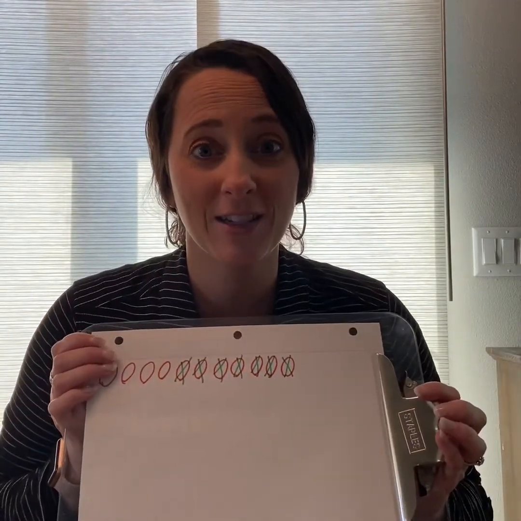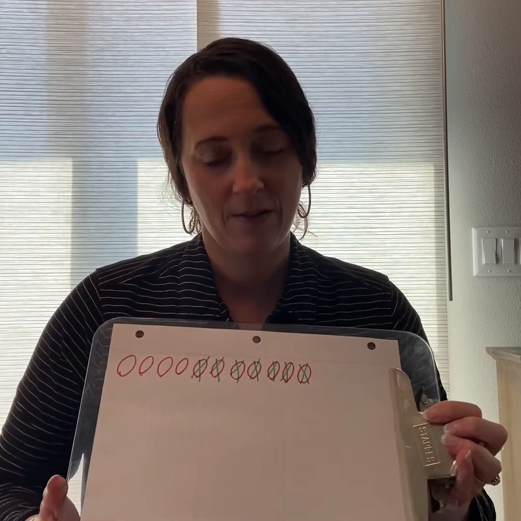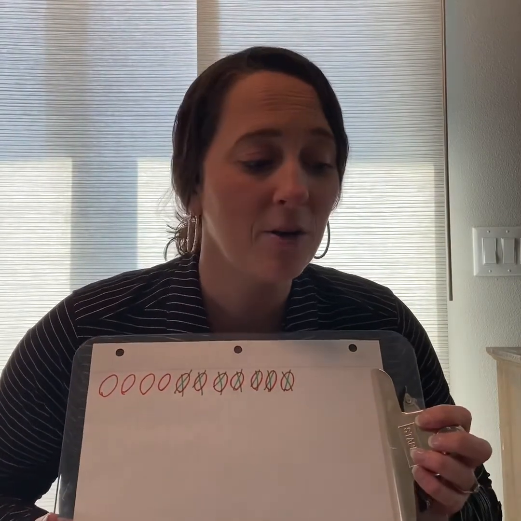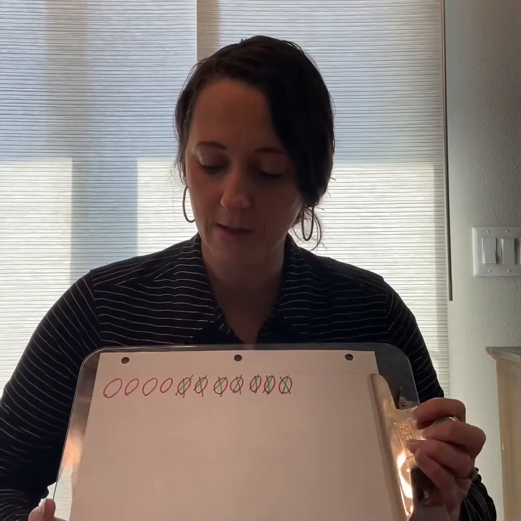Okay, so she had 11. She put 7 of them away. What does that mean? That means that we cross off, right? I crossed off 7 of them. So the question now here at the end is, how many plates does Jade have left? How many plates does Jade have left?